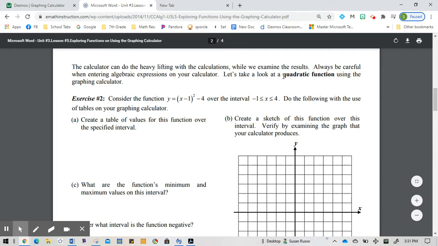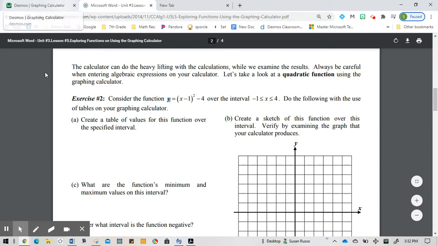So it says, let's take a look at a quadratic function. That means an x squared using the graphing calculator. And we're going to use the table function again. So instead of saying y equals, I'm going to write f of x equals again. All right, so our function is y equals, or f of x equals, (x minus 1) squared minus 4.